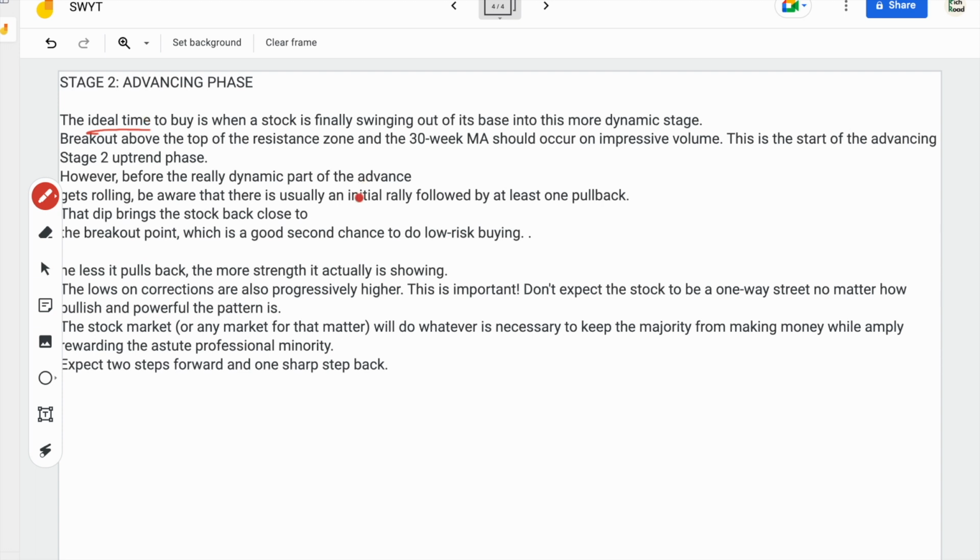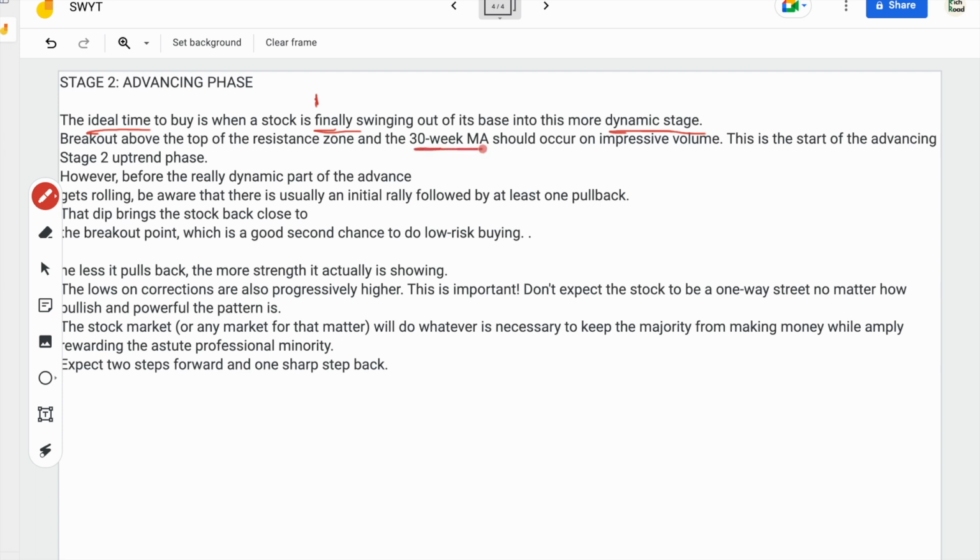So see, then he says, okay, and he talks about, he says when the stock is finally, very important word. Because when he says finally moving out, that means fake outs also happen, fade outs also happen, whatever the term you like to use. So we'll decode this also. Into more dynamic stage. Now this is important. What do you mean by dynamic stage? How do I tell it's a dynamic stage or not?